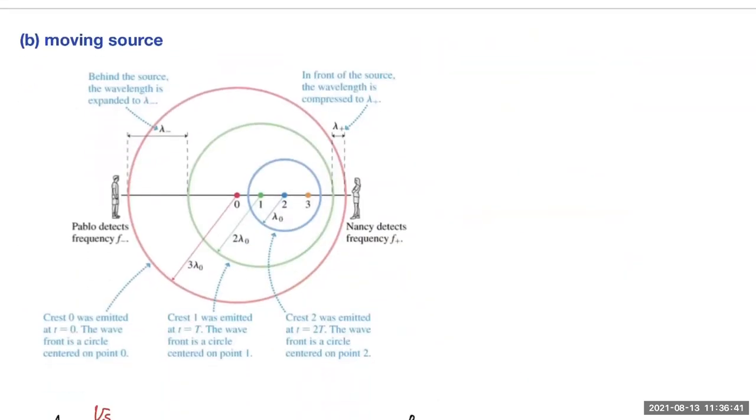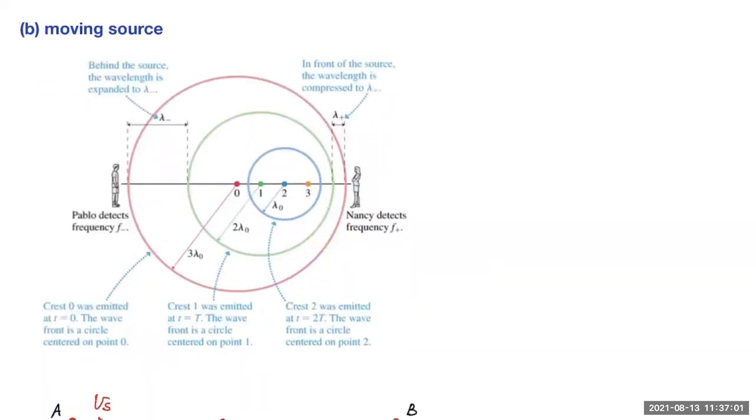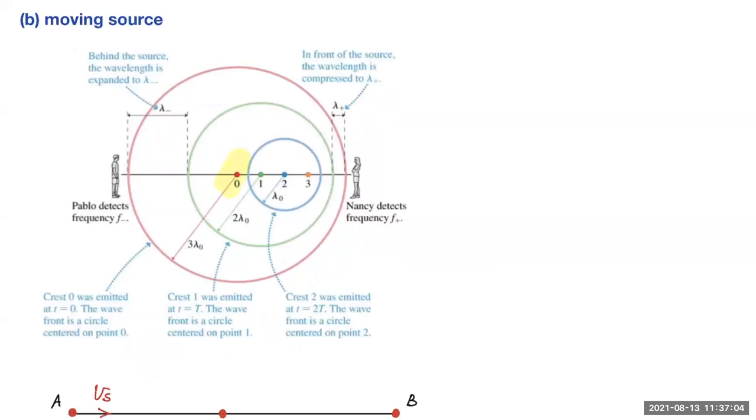Now, the second case is when the source is moving. It turns out you still get a Doppler effect, but the mechanism is different. The formula is also different. So here we consider a case where a source starts from point 0, which is this red dot here in the middle. And then that source is not stationary. It moves towards the observer Nancy. So it moves along the line connecting the source and observer again.